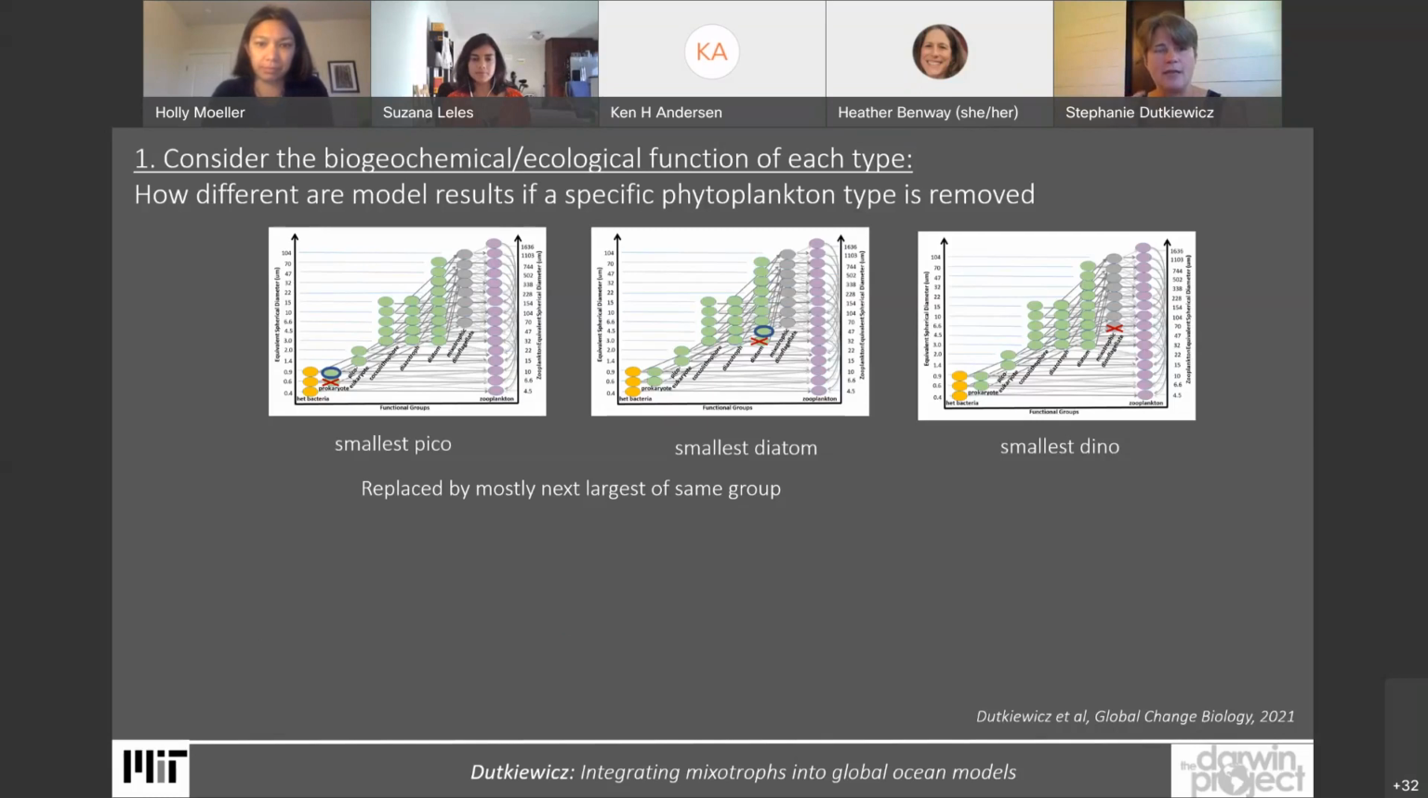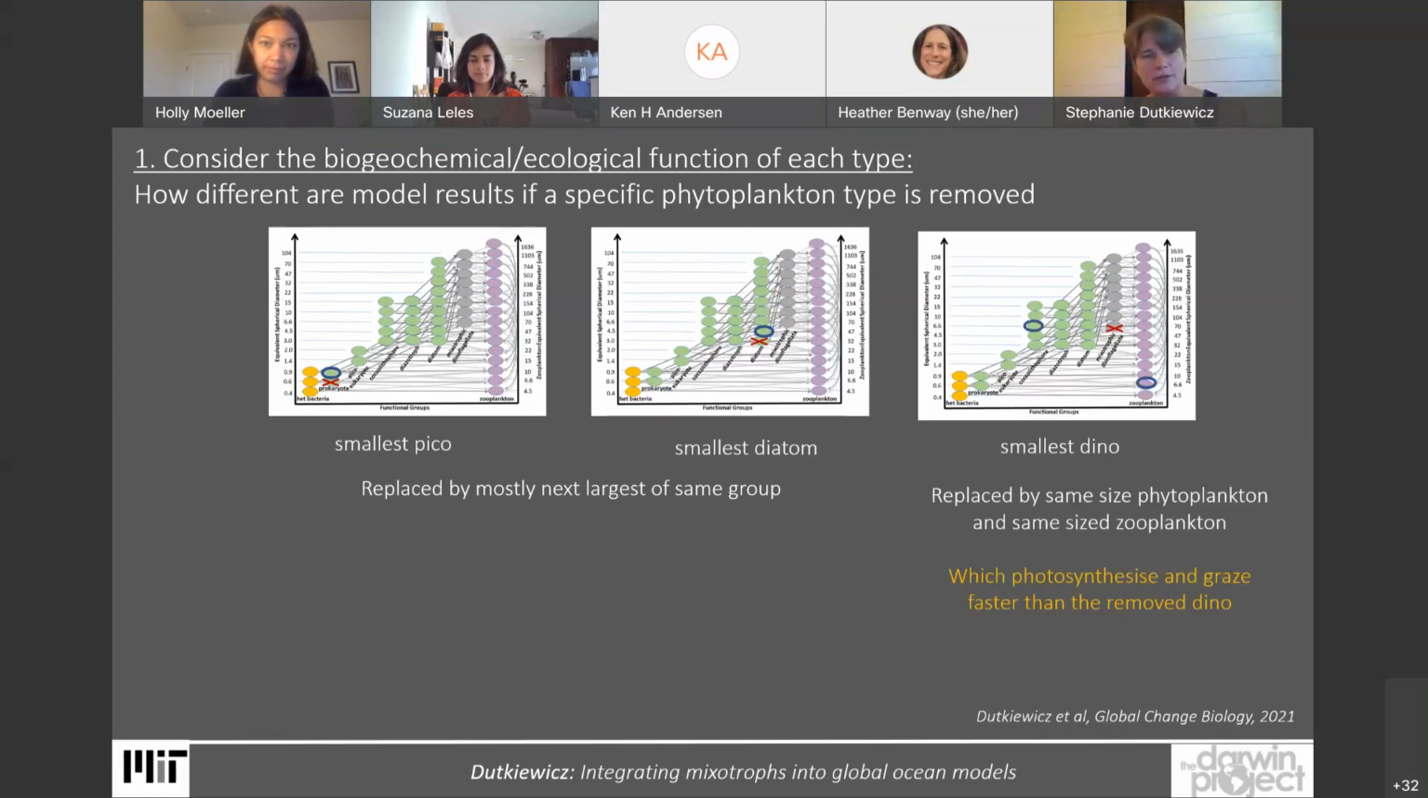And this had a fairly large effect because it changes the growth rates, it changes the trophic strategies. But when we removed the smallest mixotroph, it was actually a similar size coccolithophore that filled its niche and a similar size zooplankton that filled its niche. And if you remember, the way we developed this mixotrophic dinoflagellate is it didn't photosynthesize or graze as fast as its similar size specialist.